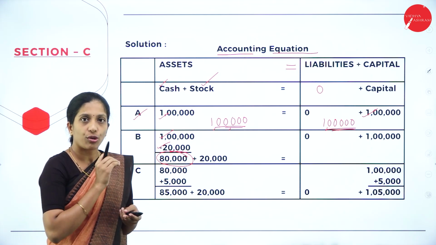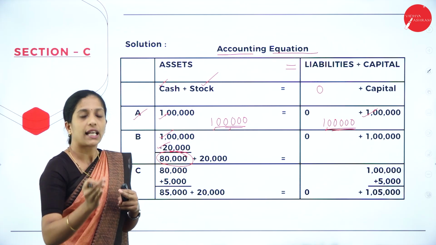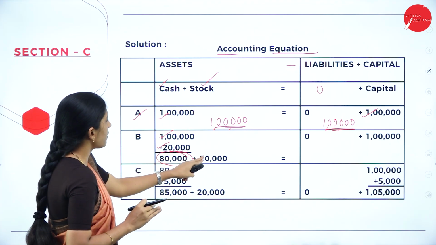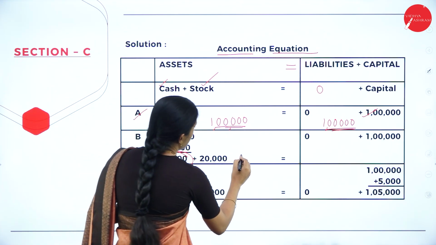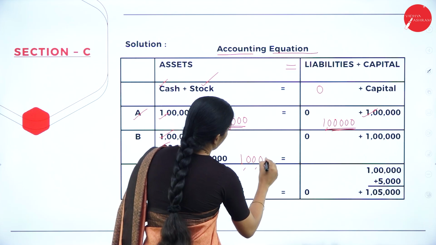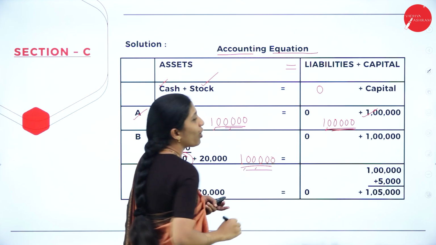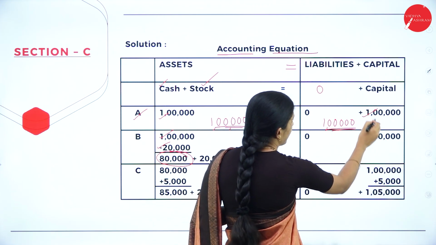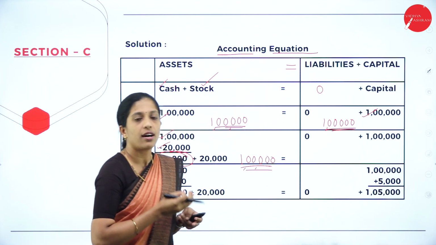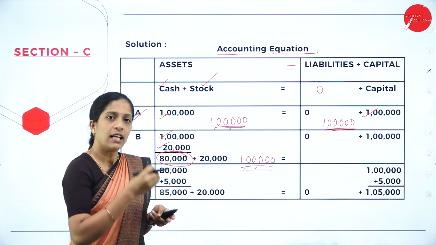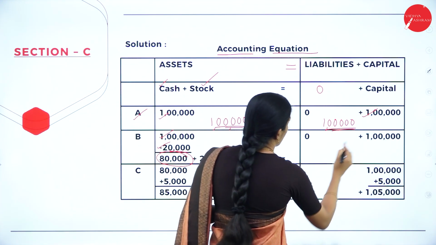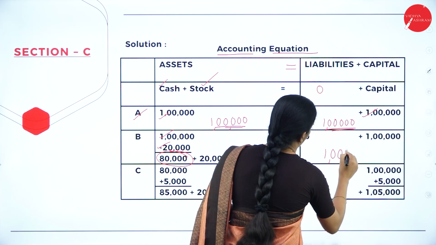Cash decreases, so you will minus 20,000. Stock increases, stock is an asset, so plus 20,000. So, 80,000 plus 20,000, it is 1 lakh. But on the other side, no effect on liability. So, liability will be 0. Capital remains the same. If you compare your earlier transaction, it was 1 lakh. Now also it did not affect. It remains the same. It is 1 lakh only. So, 0 plus 1 lakh, so it is 1 lakh.